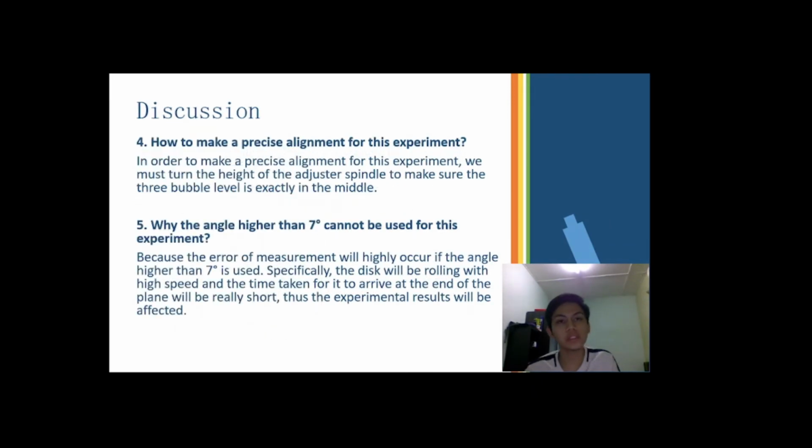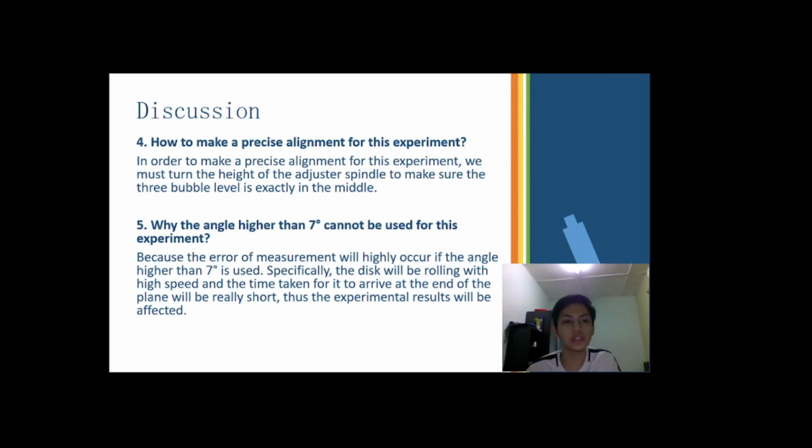And the fourth question is, how to make a precise alignment for this experiment? In order to make a precise alignment, you must turn the height adjuster spindle to make sure the three bubble levels are exactly in the middle.